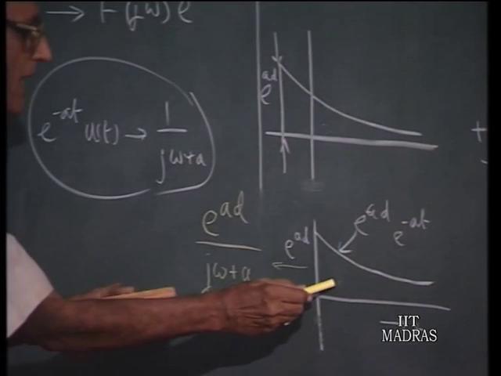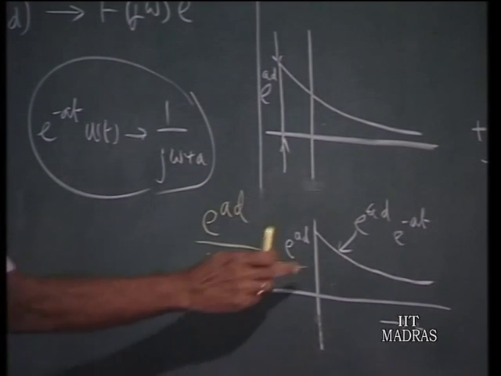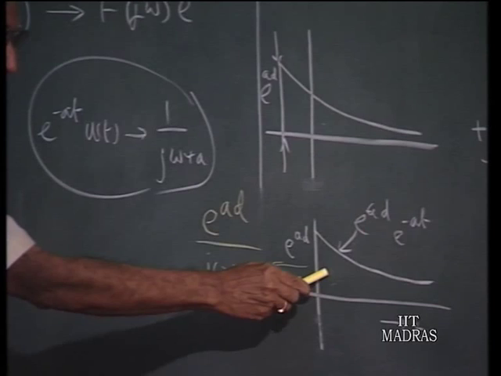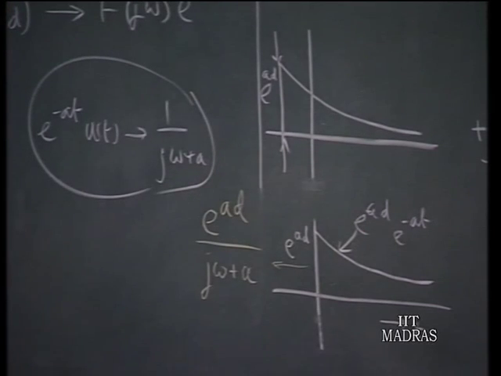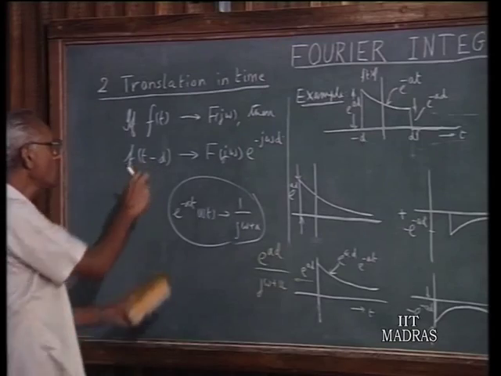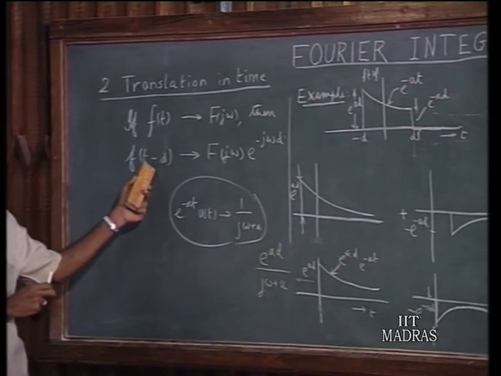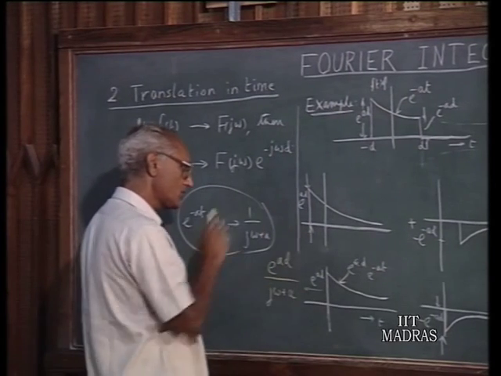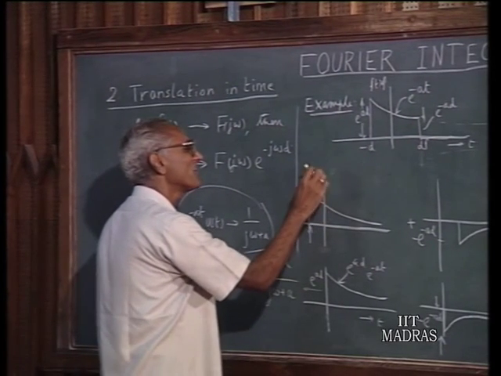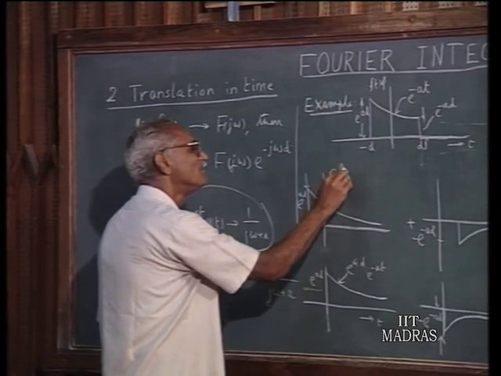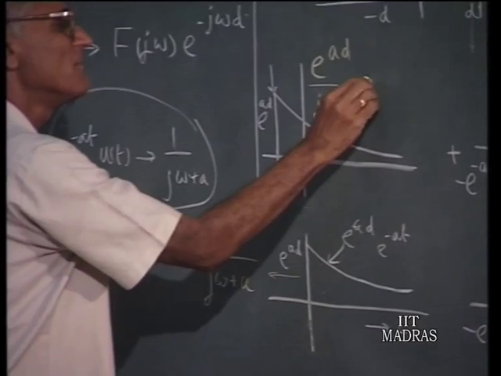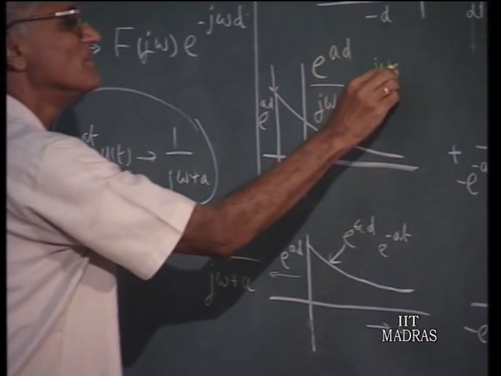Now, coming from here, how do we go to this? If this is f of t, this is f of t plus d, because it is advanced in time. So, we go back to this rule. This rule applies incidentally whether d is positive or negative. So, if this is F(j omega) for this waveform, it is e to the power of a d by j omega plus a, multiplied by e to the power of j omega d.